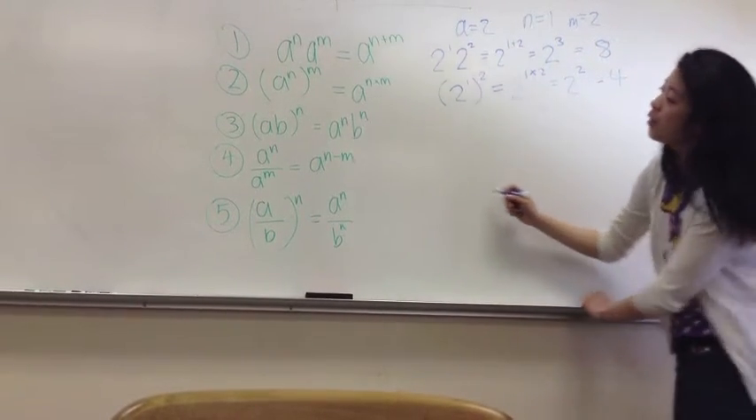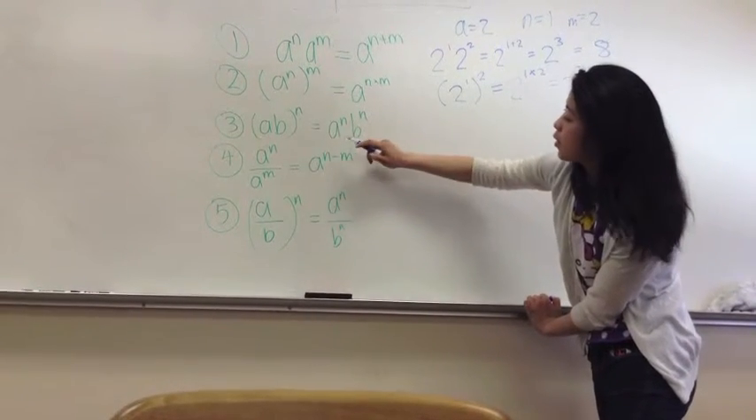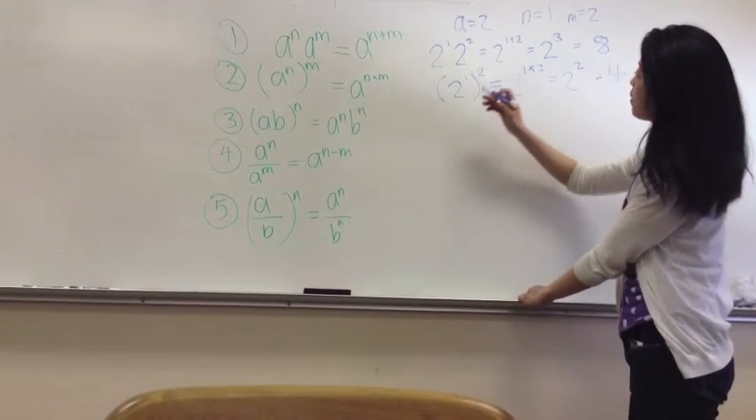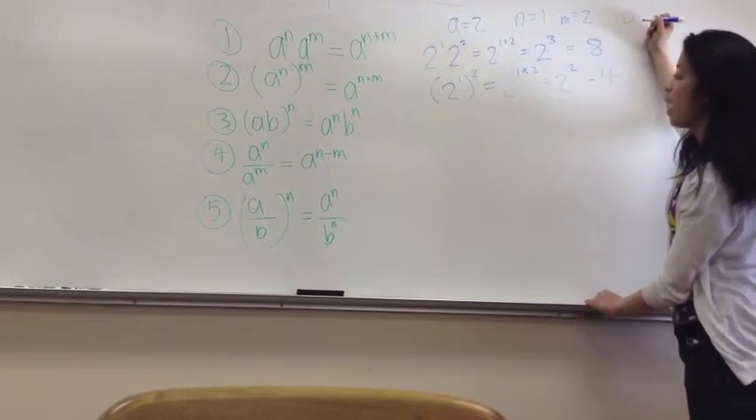For the third rule, we have parentheses a times b, and then to the n, is equal to a to the n times b to the n. So let's use the same variables here, except we'll just have b equal to, how about 3?